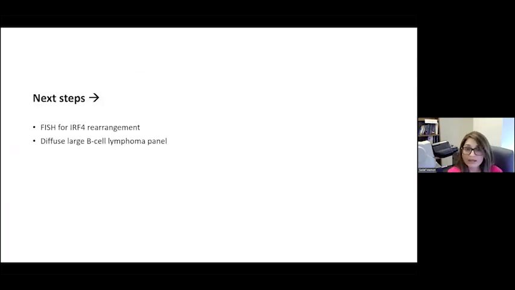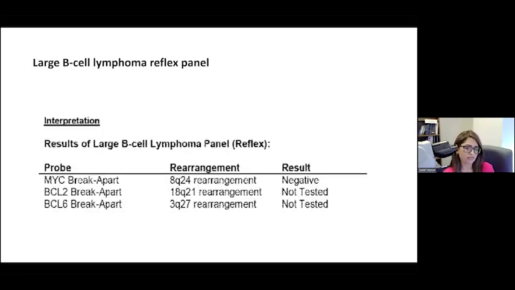The next step, which I did for my case, was I contacted the UHN molecular lab, and I sent this case because I had enough amount of tissue, and this was an excisional biopsy. So I sent it for FISH for IRF4 gene rearrangement and the DLBCL large B cell reflex panel. FISH for IRF4 gene rearrangement is available at SickKids in Canada. So the large B cell reflex panel came back negative.